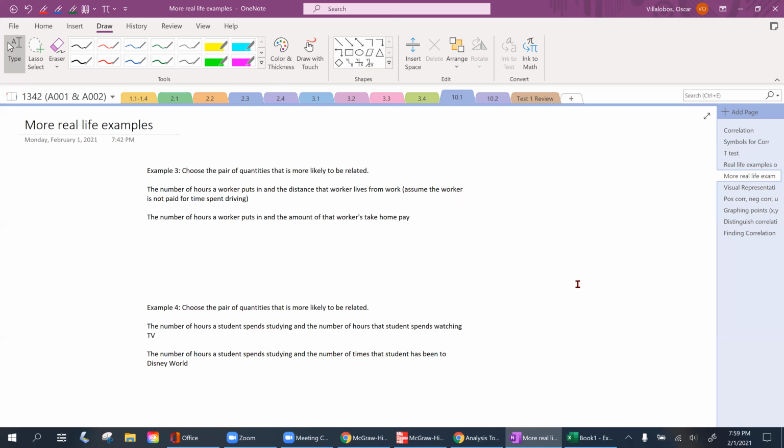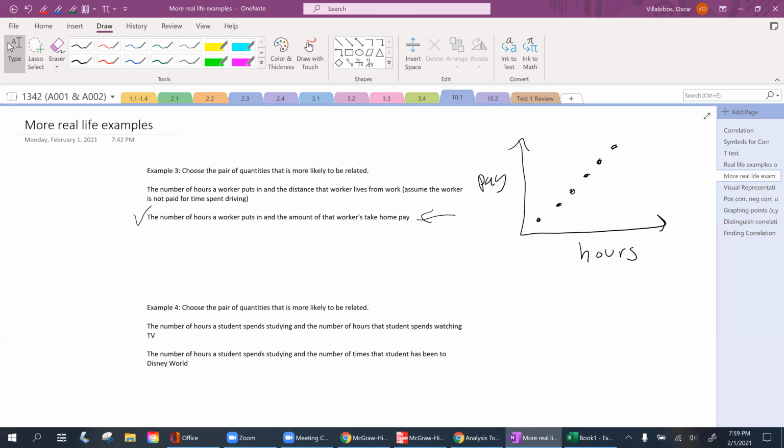Or the number of hours a worker puts in and the amount of that worker's take home pay. Oh, definitely this one, right? Because this pretty much states that if these are the hours you work and this is your pay, it makes sense that the more you work, the higher your pay is. So yes, it'll be option B.